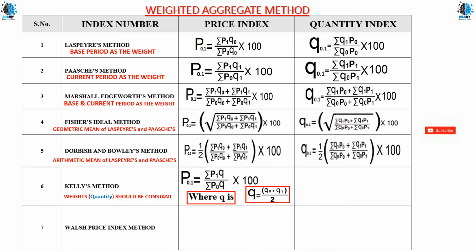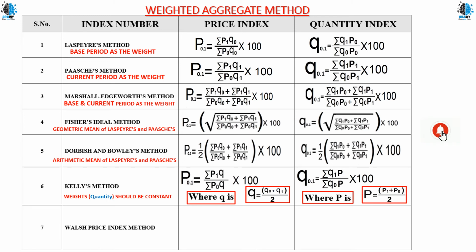Same case we have with the quantity index in Kelly's method. Here I have the Laspeyres method formula for the quantity index. Now in place of P0 in the quantity index, I will be having only P. So how to find the P? P is equal to P1 plus P0 divided by 2. It means arithmetic mean, right? Clear with this? Next we have Walsh's price index.